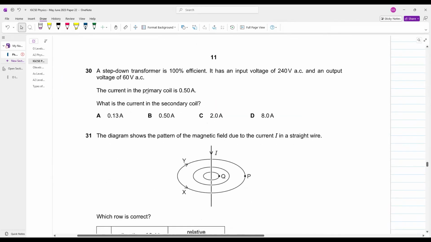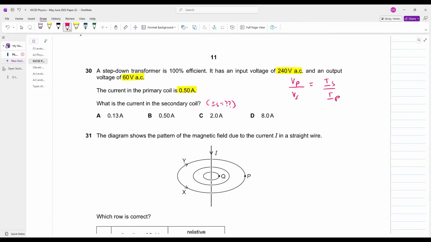आगे बढ़ते हैं. A step down transformer is 100% efficient. It has an input voltage of this and an output voltage of this. The current in the primary coil is this. You have to calculate the current in the secondary coil. How will you do that? Do you remember this formula? Vp over Vs is equal to Is over Ip.